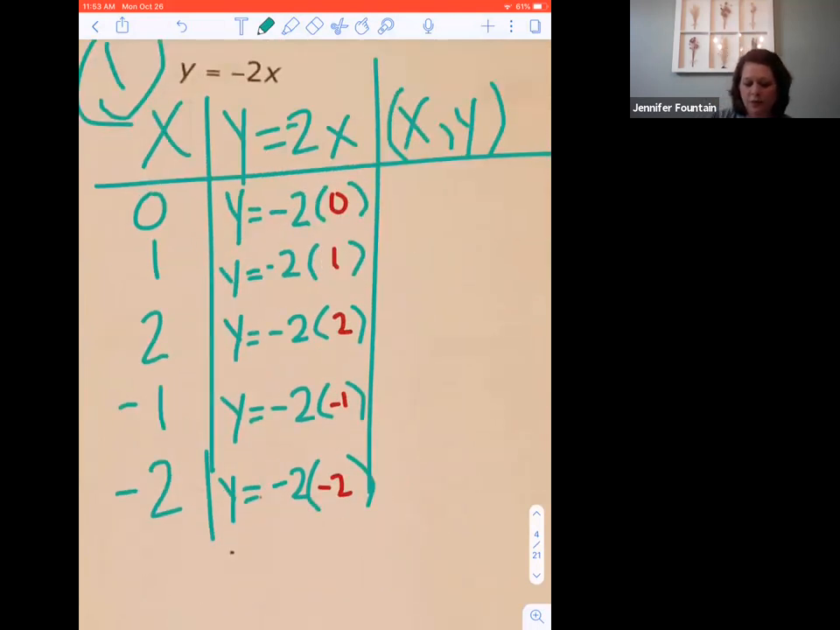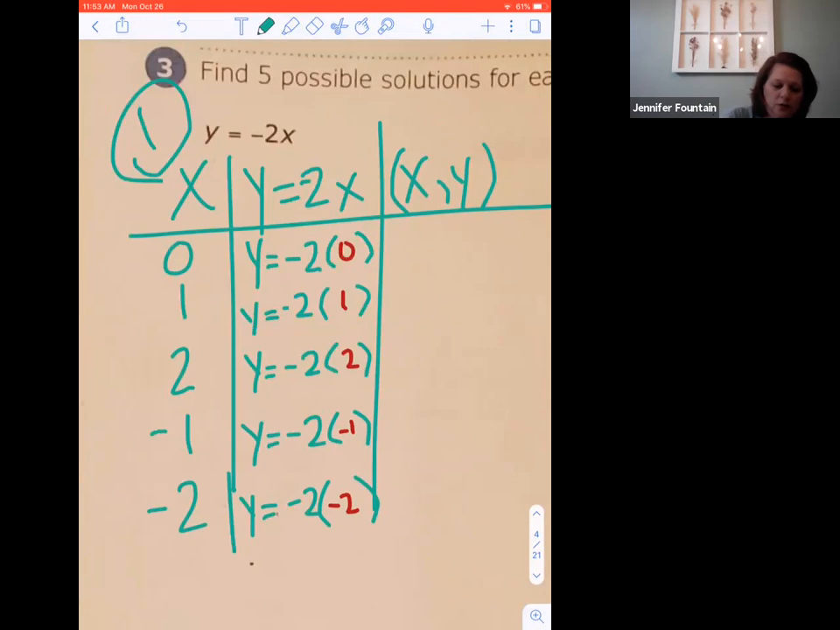So I'll leave that sample up for you to look at. You're working on the first, second, and fourth ones. After you get your ordered pairs, graph them.